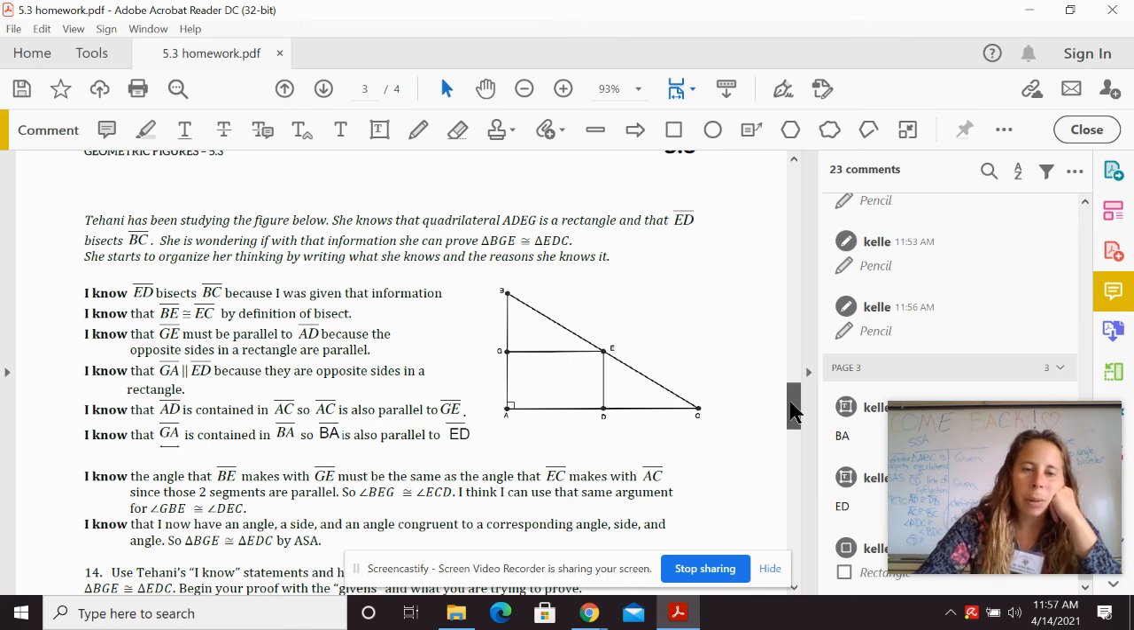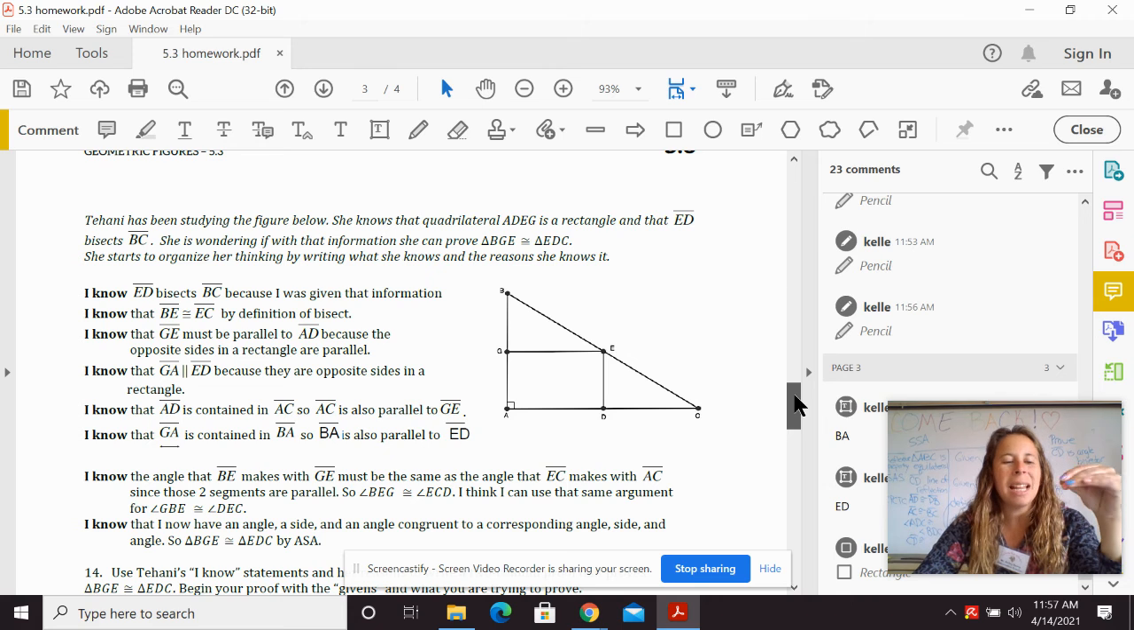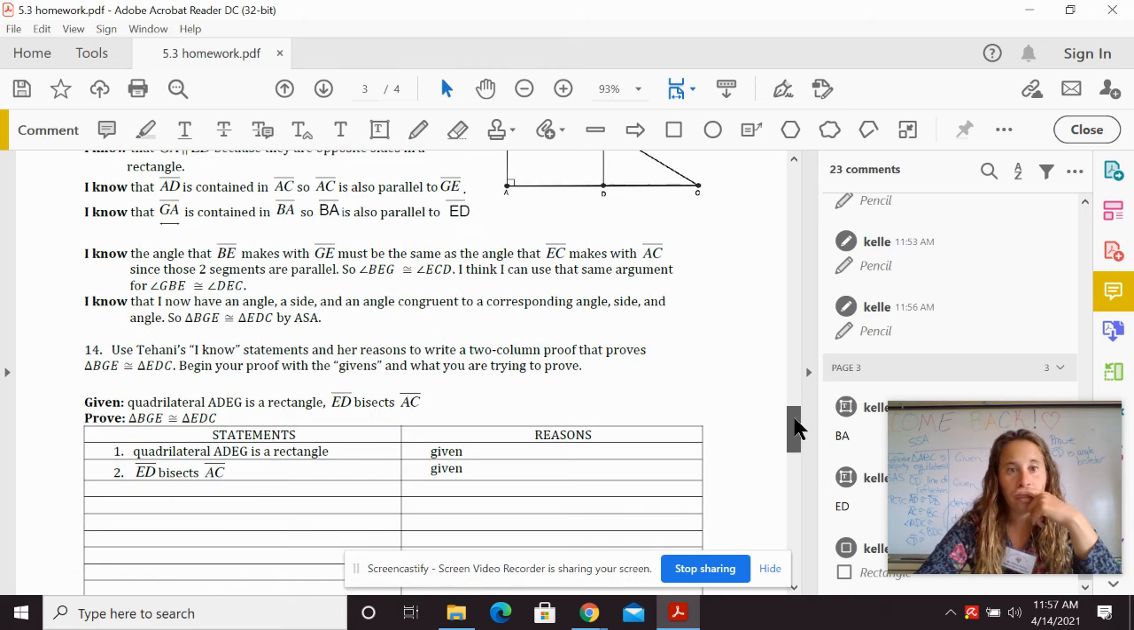Here we go, this proof. Tiani has been studying the figure below. She knows that quadrilateral ADEG is a rectangle, and that ED bisects BC. She is wondering if, with that information, she can prove that triangle BGE, this triangle right here, is congruent to triangle EDC, this triangle right here. She starts to organize her thinking by writing what she knows and the reasons she knows it. Okay, so she's writing them out in sentences. What you're going to do is take her sentences and turn them into a 2-column proof.